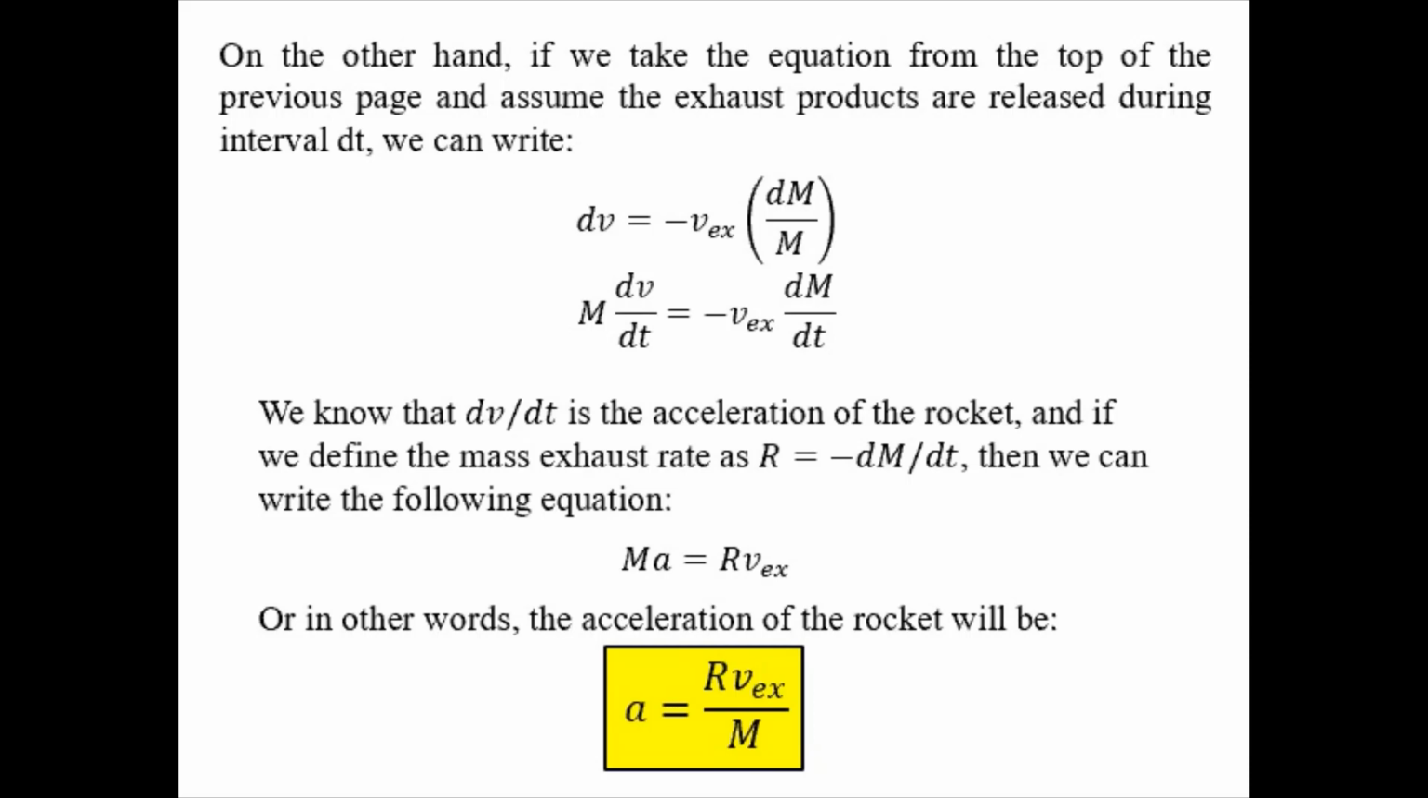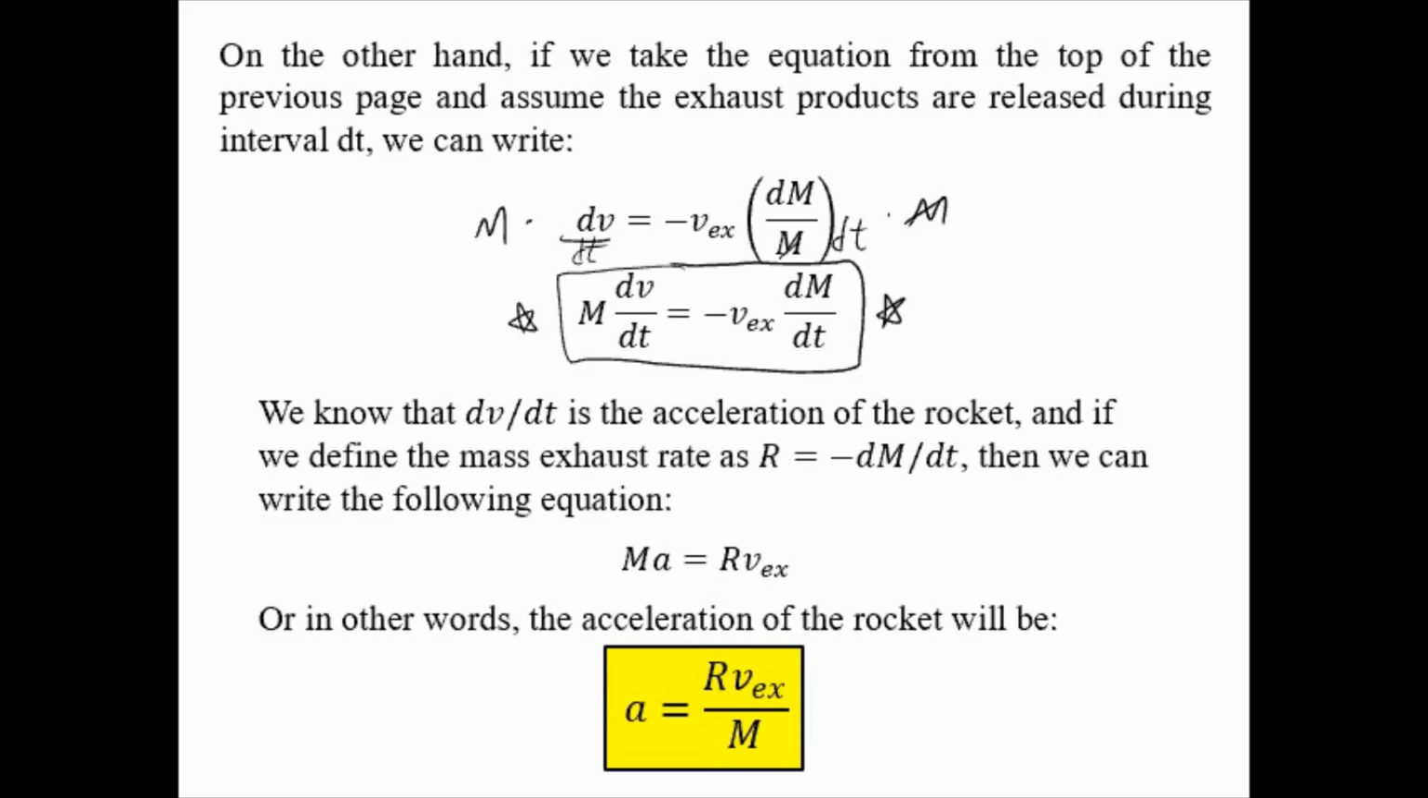Now, interestingly enough, on the other hand, if we were to take that equation that we had a couple slides ago, deriving our rocket equation, what if, instead of doing the integration like we did before, we were to divide both sides by dt and then multiply both sides by m? When I do that, what I end up with is m dv/dt equals negative v exhaust times dm/dt. This equation is pretty handy.